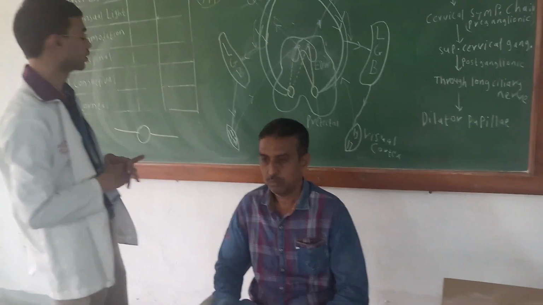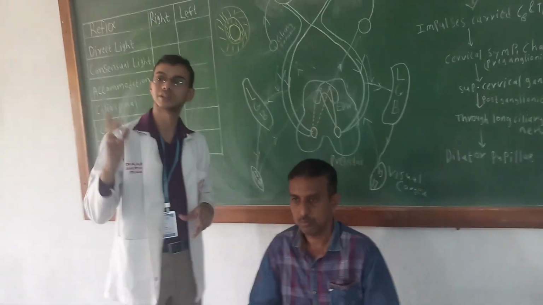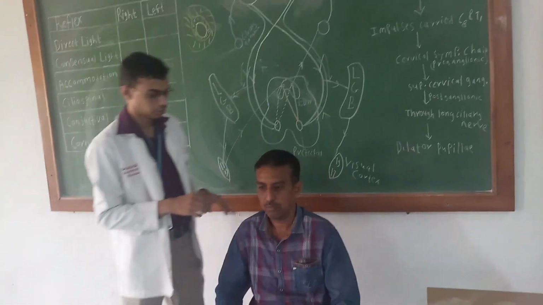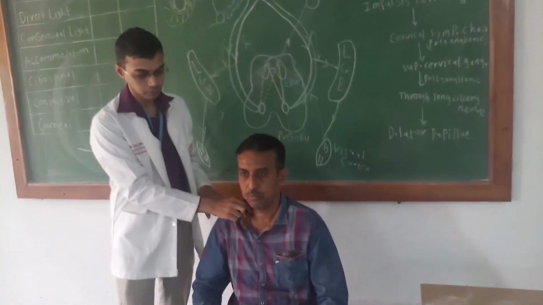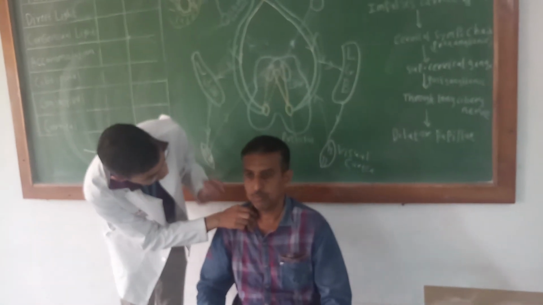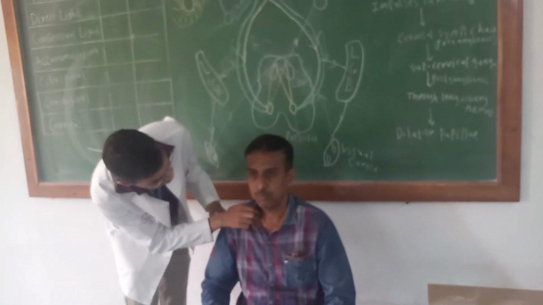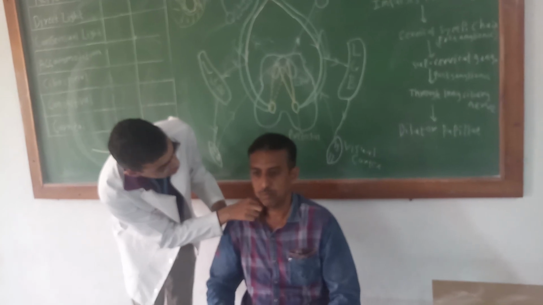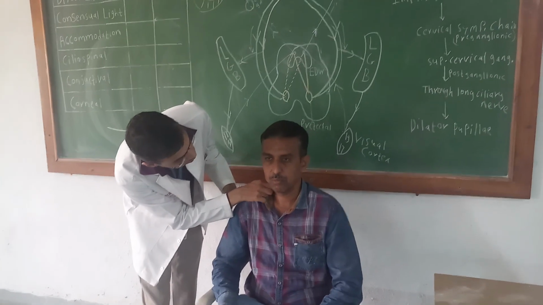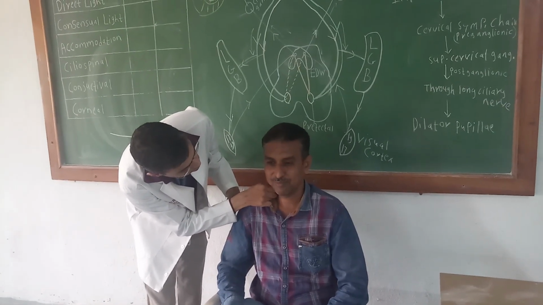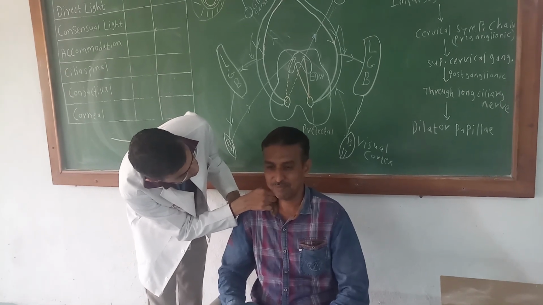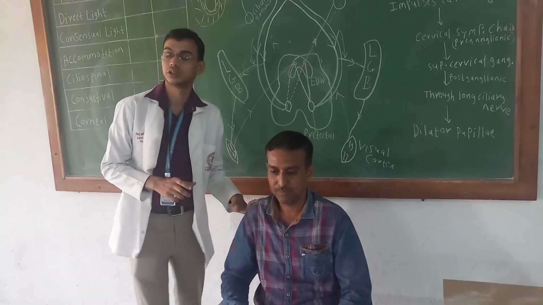Now for the ciliospinal reflex, again ask the person to look at a distant object. We have to pinch the nape of the neck. First of all, see the size of the pupil. Now when I pinch at the nape of the neck, there is a dilatation of the pupil.